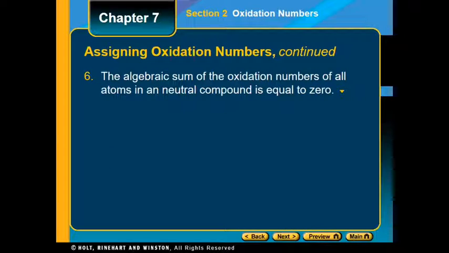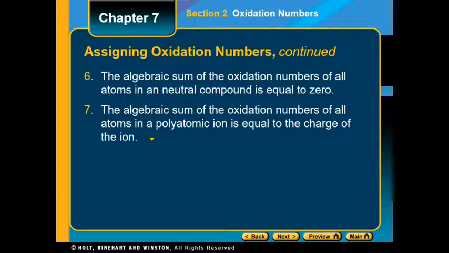Rule number 6. The algebraic sum of oxidation numbers of all atoms in a neutral compound is equal to 0. Up until this point, everything we did in section 1 and the examples that I have showed you so far today, when we add up those numbers at the bottom of the compound going through our math, they've all been neutral compounds, so those numbers at the bottom have to add up to be 0.